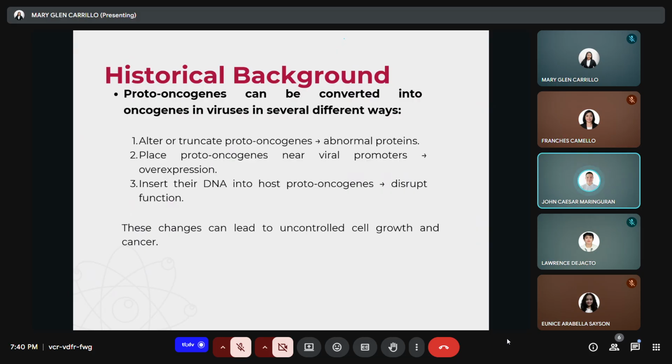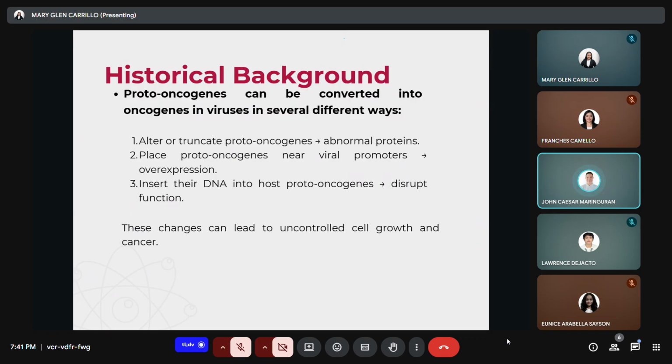So proto-oncogenes can be converted into oncogenes in viruses in several different ways. First, the sequence of the proto-oncogene may be altered or truncated as it is incorporated into the viral genome. This mutated copy of the gene may then produce an altered protein in the host cell that causes uncontrolled cell proliferation. Alternatively, through recombination, a proto-oncogene may end up next to a viral promoter or enhancer, which causes the gene to be overexpressed in the host cell.